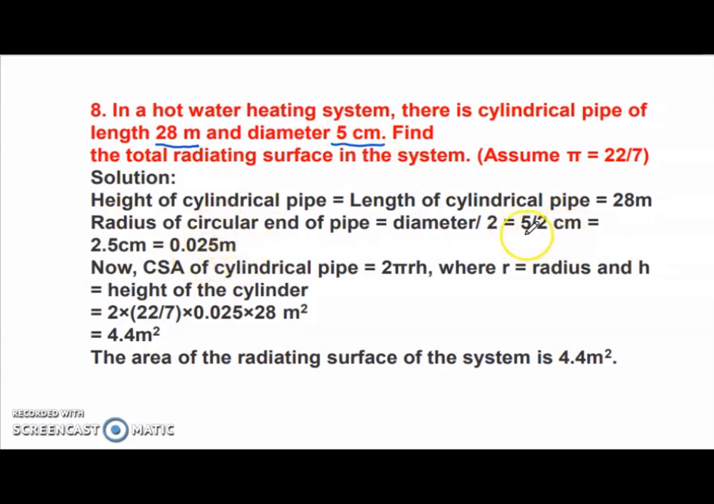So radius will be 5 by 2, that is 2.5. When you convert it into meters, it will be 0.025 meters. This is the radius. So now the radiating surface will be the CSA, the curved surface area, 2 pi RH. So that is 2 into 22 by 7 into the radius into the height. So that will give you 4.4 meters square.